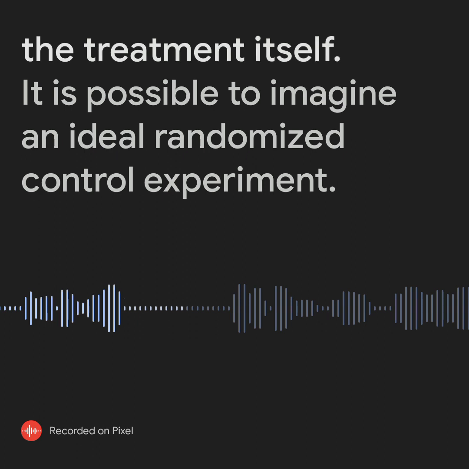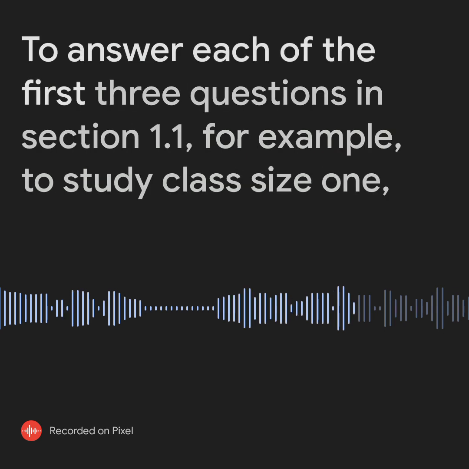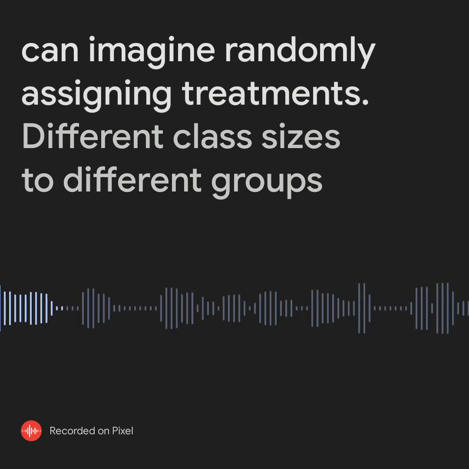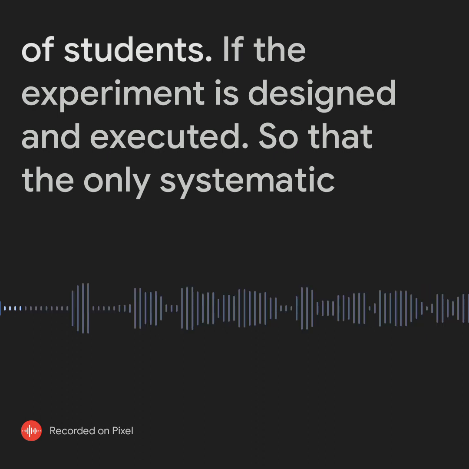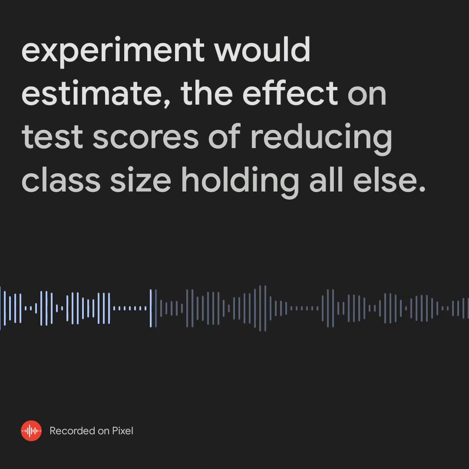It is possible to imagine an ideal randomized controlled experiment to answer each of the first three questions in section 1.1. For example, to study class size, one can imagine randomly assigning treatments of different class sizes to different groups of students. If the experiment is designed and executed so that the only systematic difference between the groups of students is their class size, then in theory this experiment would estimate the effect on test scores of reducing class size, holding all else constant.